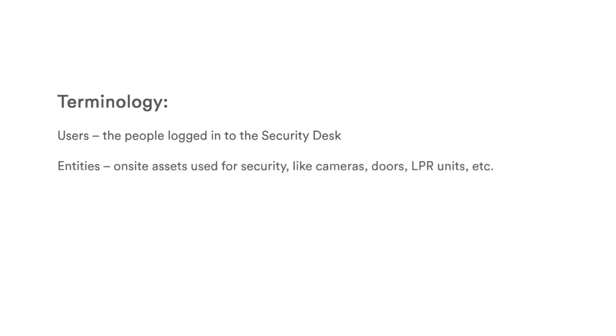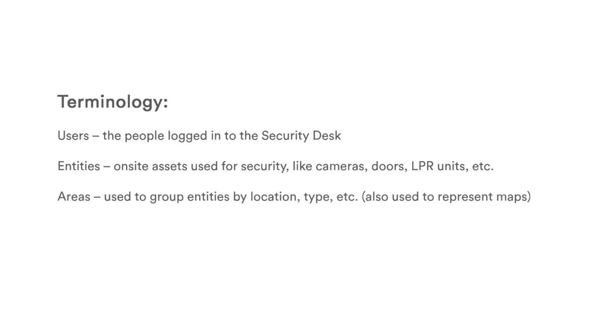When we are looking at the different things we can do within the security desk application, there are a few terms we're going to be using a lot. When we talk about users, we mean the people who are actually logged into the security desk and monitoring the system for security threats. The things we'll be using for monitoring and investigation are called entities, and these are our assets on site like the cameras, doors, LPR units, access credentials, or intercom units. An area is a specific type of entity that is used to group other entities according to location, entity type, or some other common information.